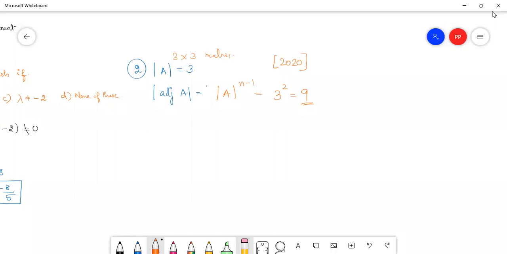A square. Only one is here. They have asked you this the same way. If A is a matrix of order 3 by 3, then what is the modulus of 3A? The determinant of 3 into A. What does 3 into A mean? Every element is multiplied by 3.